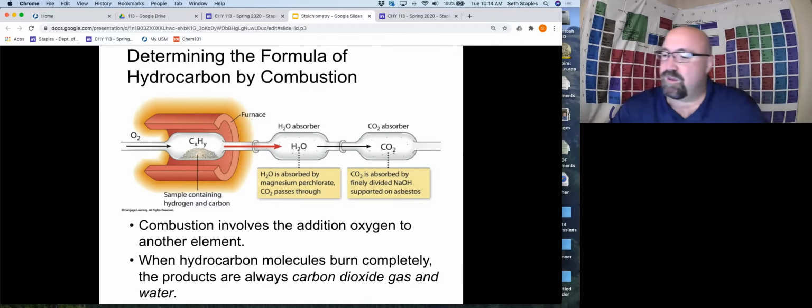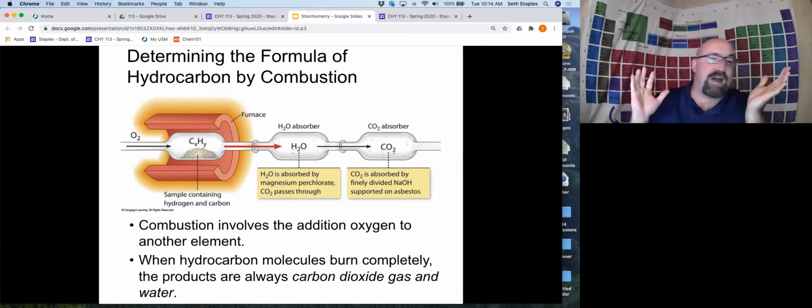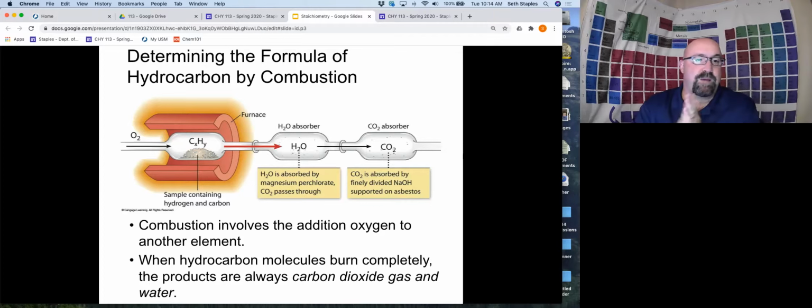Okay. What we're able to do is perform a combustion analysis. If we have some unknown hydrocarbon, some substance made up of just carbon and hydrogen, or even a hydrocarbon with oxygen, but some unknown hydrocarbon. So we don't know what this is. We don't know the actual chemical formula. We just know it has carbon and hydrogen in it. We can send it through a combustion analysis to find out what the empirical formula is.